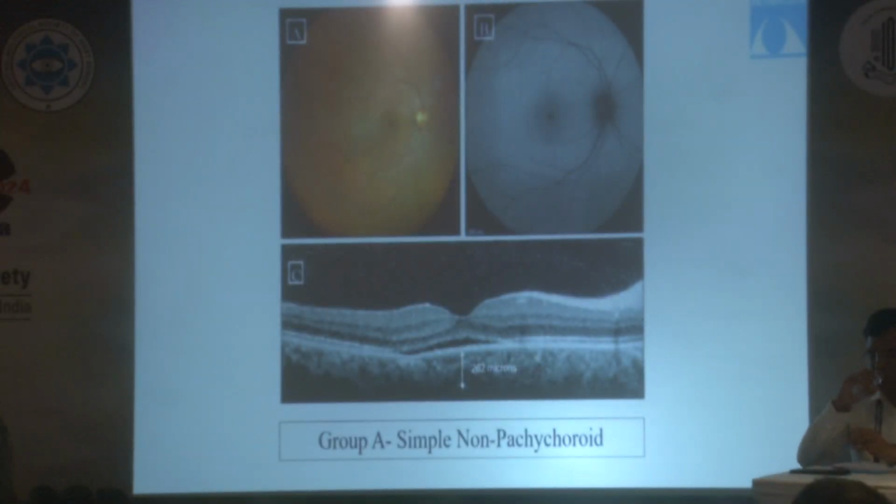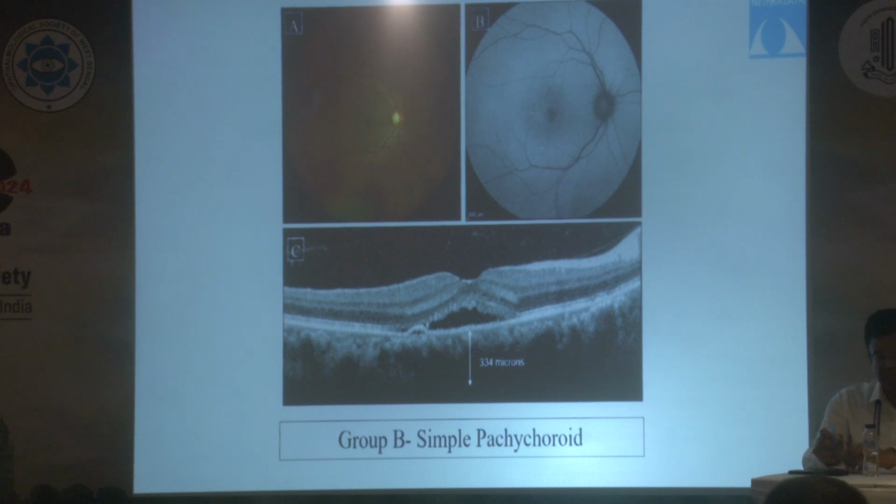Combining these, we have suggested 4 groups. Group A, the simple non-pachychoroid group, where we can see less than 2 disc diameters of RPE involvement with an SFCT of less than 300 microns. The simple pachychoroid group, where again we see less than 2 disc diameters of RPE involvement, but the SFCT is more than 300.